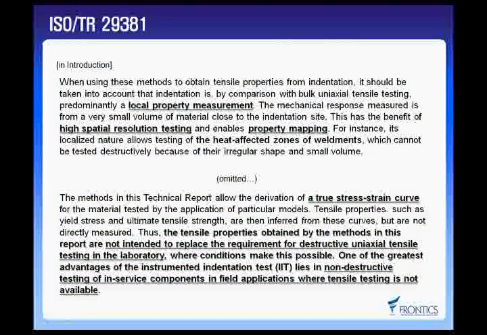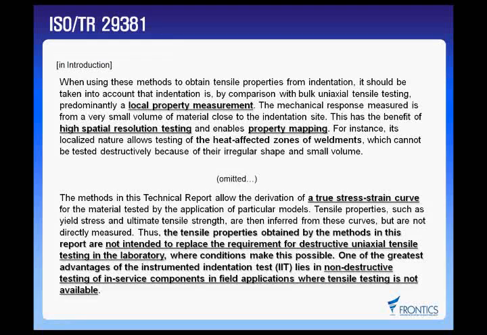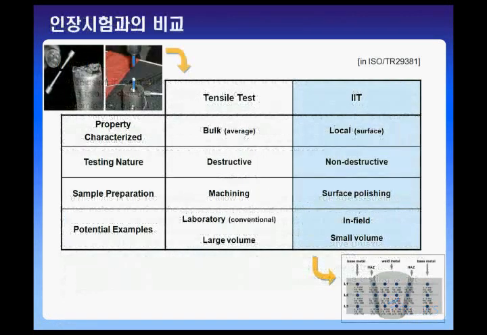To be clear, IIT is not intended to replace the conventional tensile test. Rather, it is applied at sites where the conventional test can't be reliably applied or to a small object, as was specified in the ISO TR 29381. In other words, IIT enables us to obtain crucial information locally, while the tensile test provides us with the mean overall value of the sample.